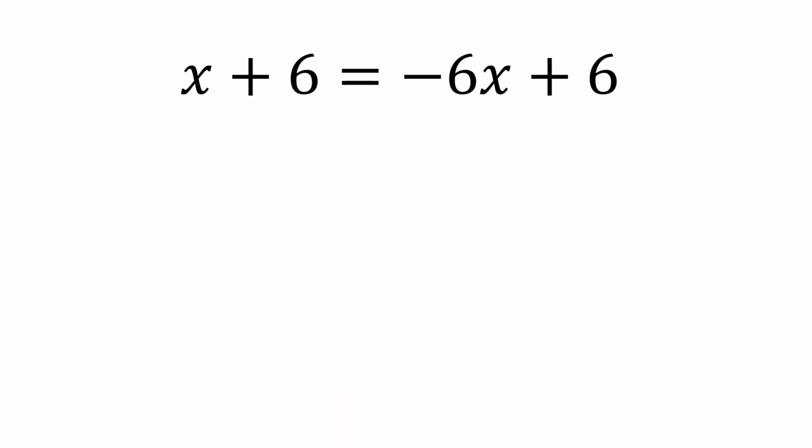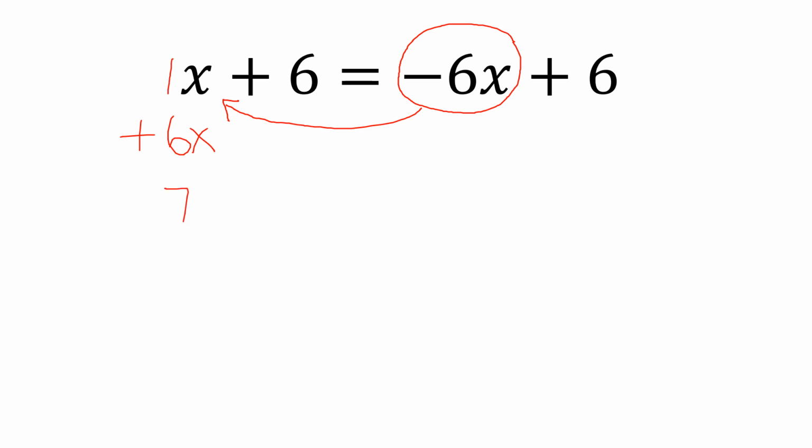So how will we solve this one? Same idea. In this case, I'm going to move the minus 6x from the right room to the left room because negative 6x is actually smaller than positive x. So to move the minus 6x out of the right room, I'm going to do the opposite, which is adding 6x. So x plus 6x is really 1x plus 6x, which is 7x. I still have the plus 6. I haven't moved it yet. Equals just the positive 6 that's left over.